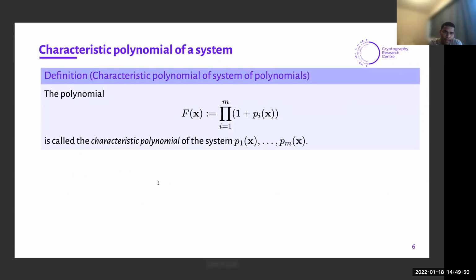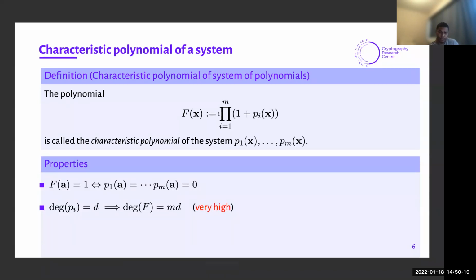These algorithms also make use of a polynomial that we are going to define as the characteristic polynomial of a system of polynomials. Given a set of polynomials P1 up to Pm, we can get another polynomial f defined in this way. Why is this polynomial relevant here? For several reasons. First, whenever this polynomial is equal to 1, then we know we found a solution to the system of polynomials. So in principle, what we want to do here is just compute the truth table of the polynomial f, and then see for which values f is equal to 1, and then we have found a solution.